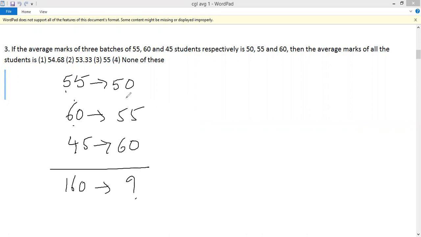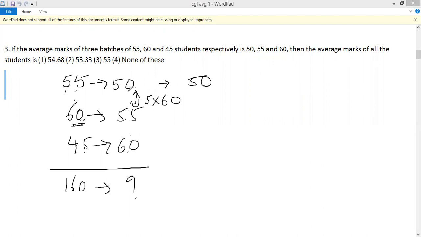First, in general, you calculate like 55 into 50, 60 into 55, 45 into 60, add all this and divide by 160, then you will get the average. Instead of that, calculate like this. See here, I am assuming 50 as the average. From 50 to 55, how much distance? 5. For how many numbers? 60 numbers, 5 into 60.